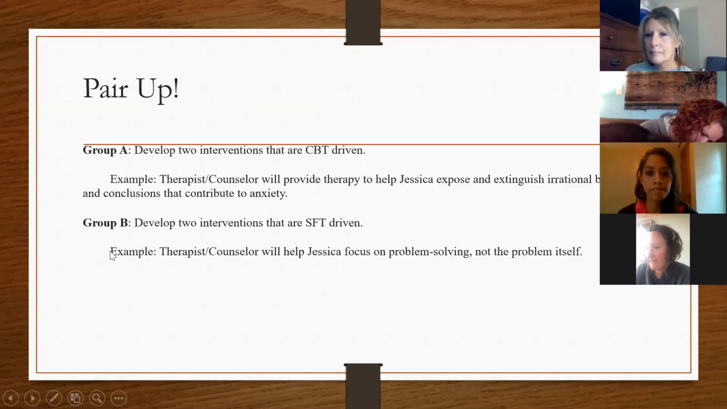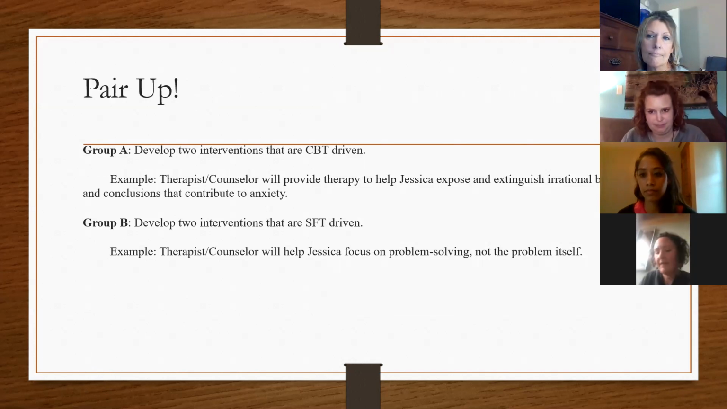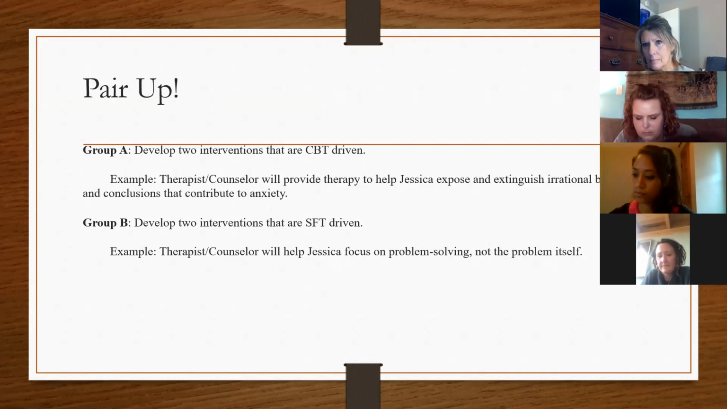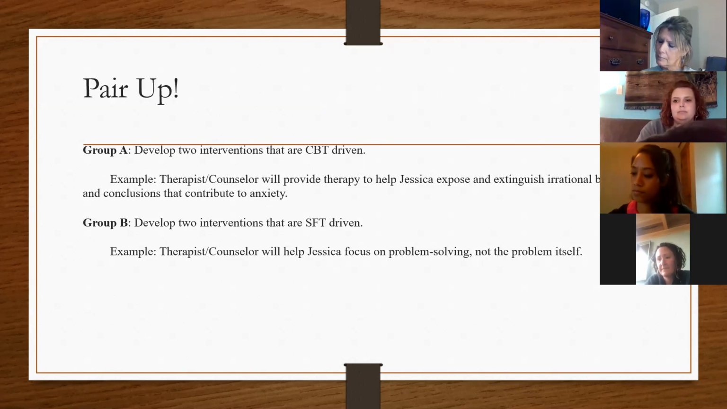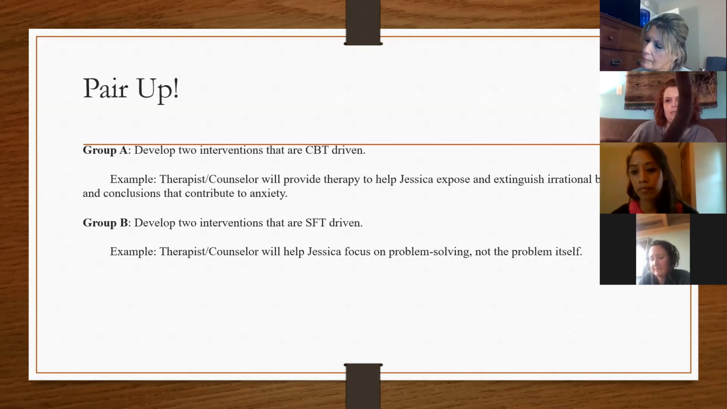All right, guys. So I want you guys to pair up. We talked about this before the session began. What I want you guys to do is Group A. I would like to have Talana and Lisa. You guys will develop just 2 interventions, 1 each. So go ahead and write down what you think a good intervention would be used to help Jessica expose and extinguish irrational thoughts that contribute to anxiety and or depression. I know it's a BDI-2, but I left the idea of there is some anxiety in there as well.